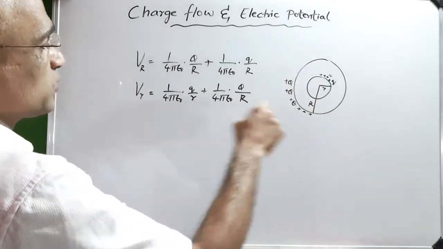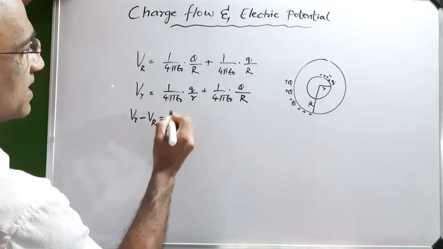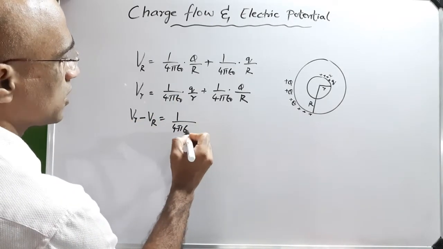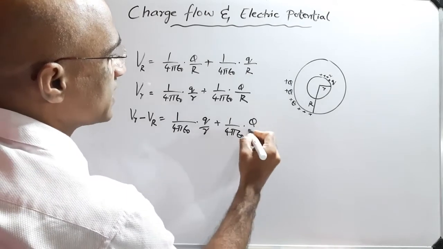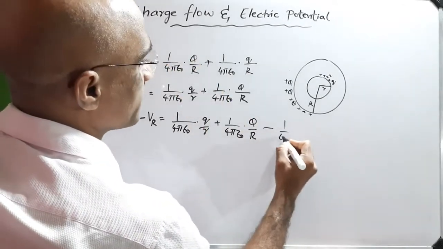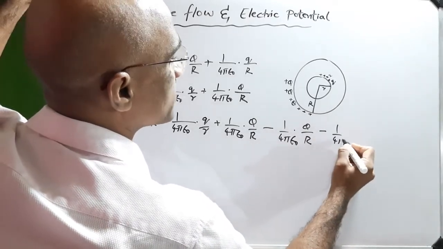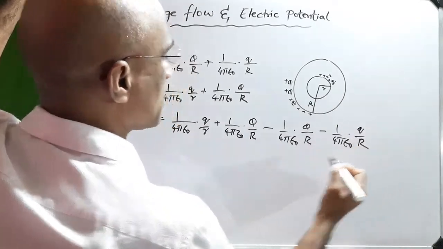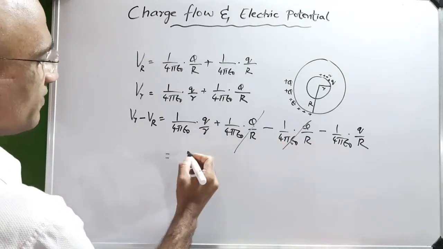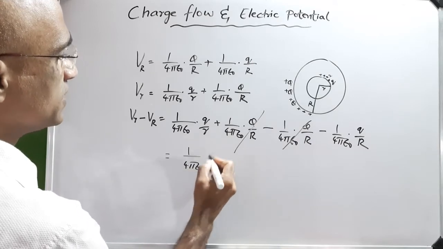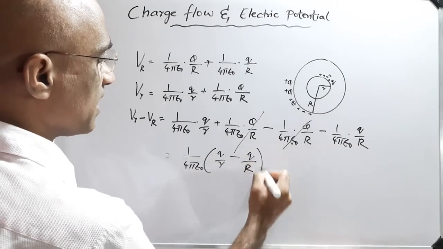So if you ask for the net potential, I will have to do it like this: V of small r minus V of capital R, the effective potential, is equal to, let me write the equation, 1 by 4 pi epsilon naught into small q by small r plus 1 by 4 pi epsilon naught into capital Q by capital R minus 1 by 4 pi epsilon naught into capital Q by capital R minus 1 by 4 pi epsilon naught into small q by capital R. So what happens, this part and this part get cancelled off, and what remains is 1 by 4 pi epsilon naught into small q by small r minus small q by capital R.